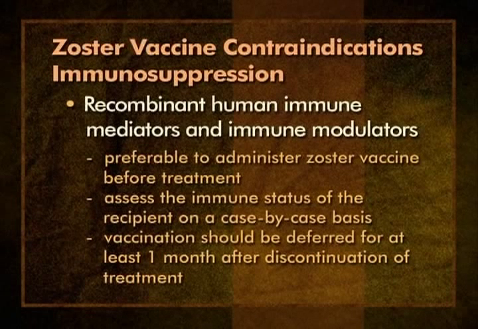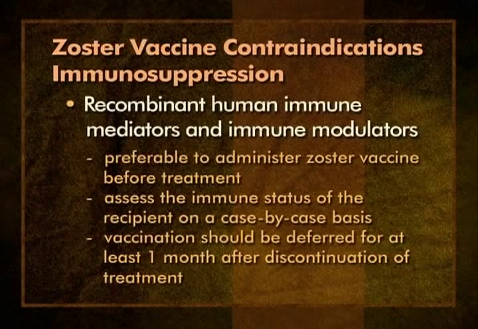Finally, regarding recombinant human immune mediators and immune modulators, in particular the anti-tumor necrosis factor agents adalimumab, infliximab, and etanercept, the safety and efficacy of zoster vaccine administered concurrently with these agents is not known. It is preferable to administer zoster vaccine before treatment with these drugs. If it is not possible to administer zoster vaccine to patients before initiation of treatment, physicians should assess the immune status of the recipient on a case-by-case basis to determine the relevant risks and benefits.